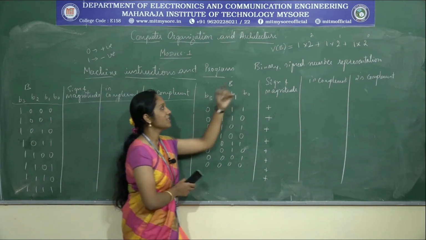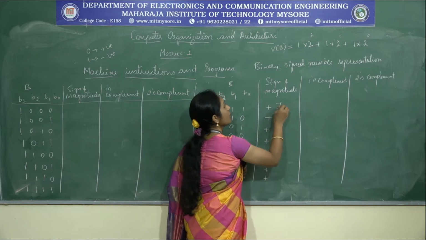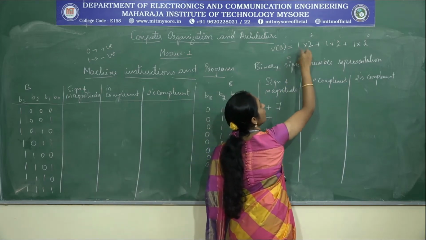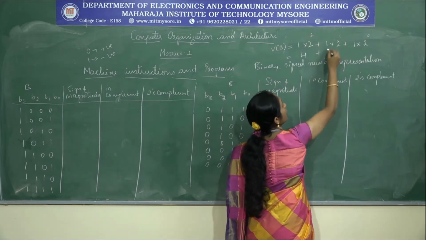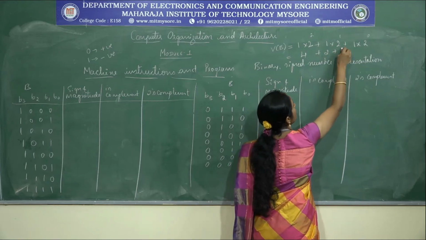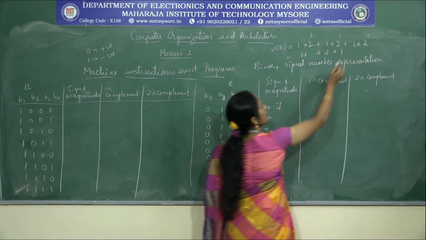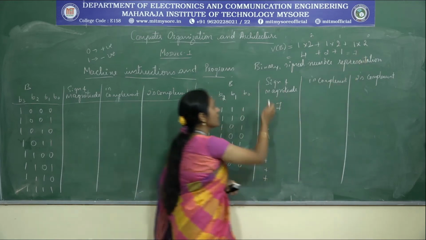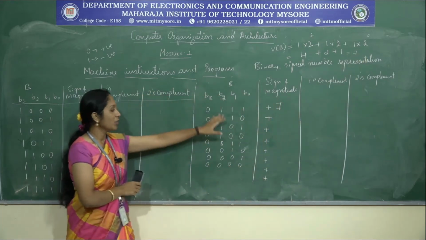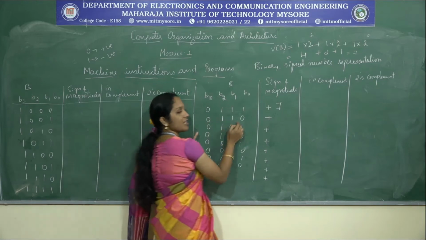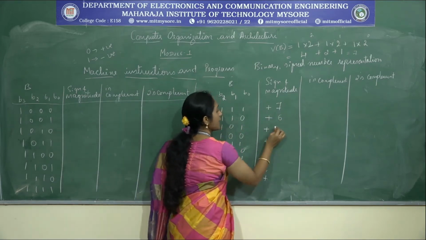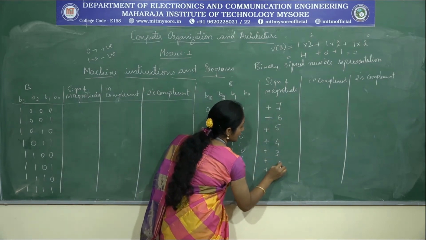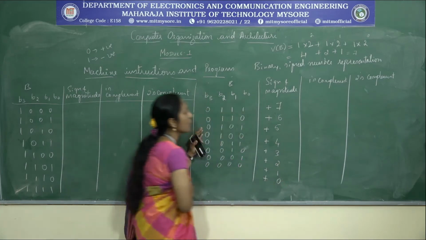Yes, 1 1 1 is equivalent to 7. If you convert, this is 4, 1 into 4 plus 1 into 2 plus 1 into 2 power 0, which is 1 into 1. So it is equivalent to 7. Similarly we are going to consider the magnitude of all the other numbers. So if we consider this string, this is equivalent to plus 6, plus 5, 4, 3, 2, 1 and 0.